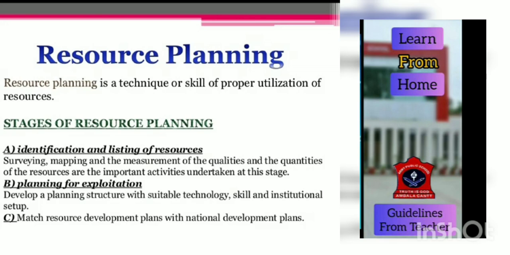Since there are many problems which are associated with the use and development of resources, there is a need to plan the use of these resources. It is necessary that the resource distribution should be equitable so that there is sustainable development and global peace. Therefore, resource planning becomes very vital.